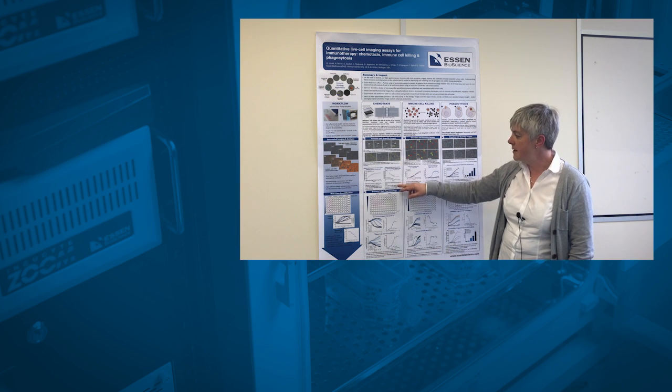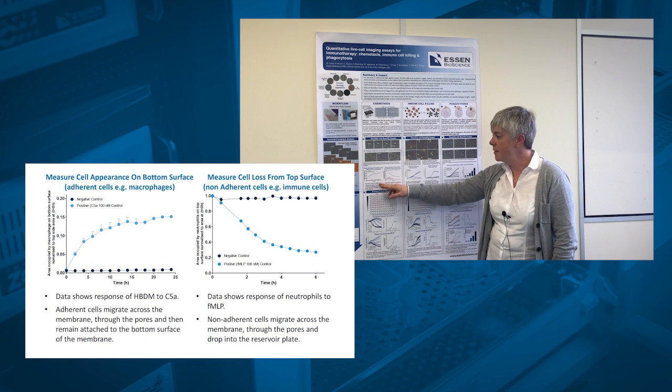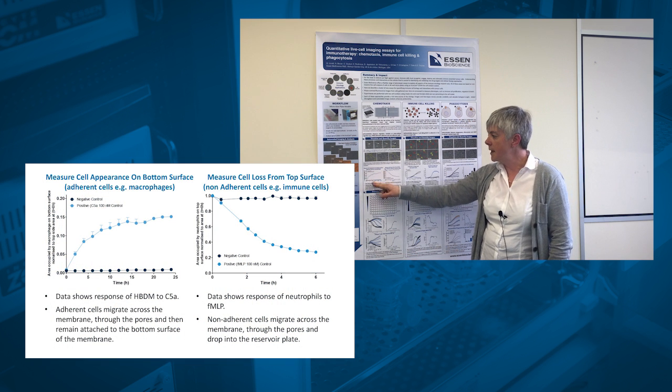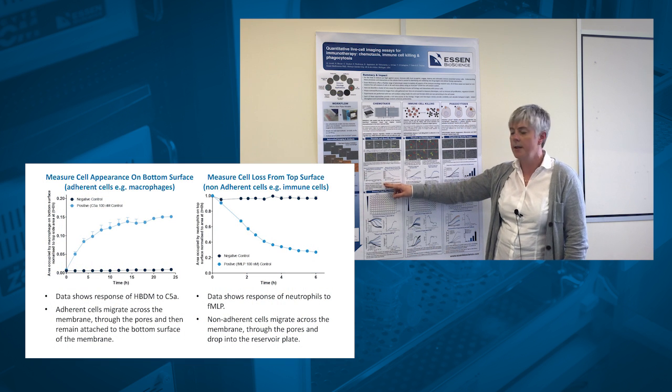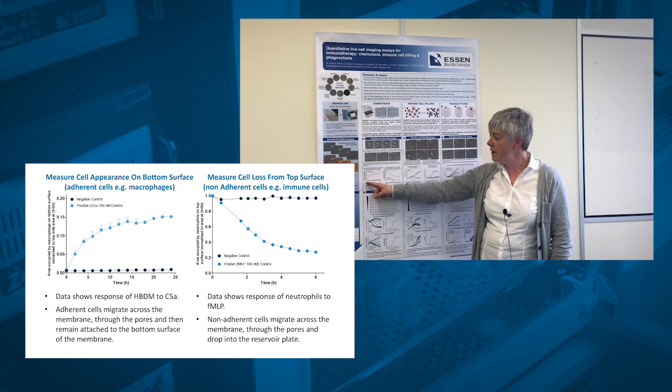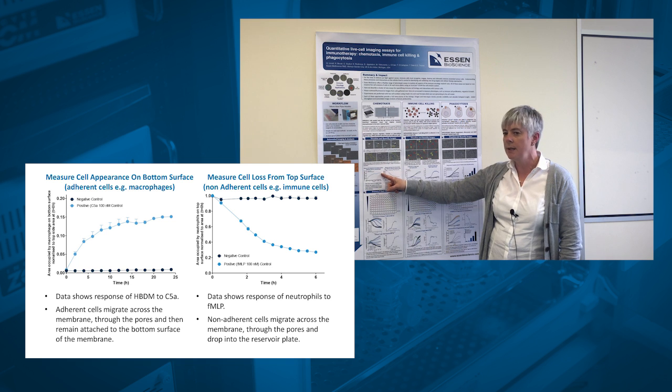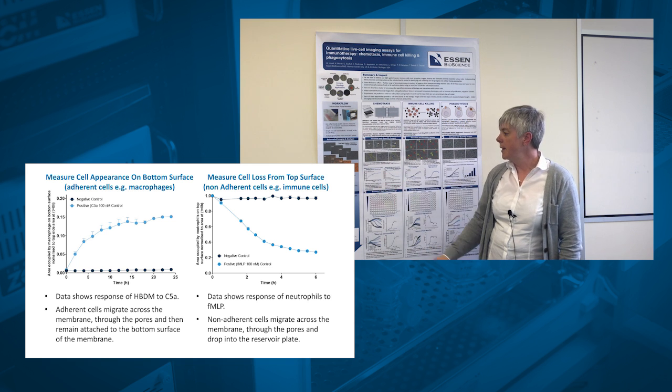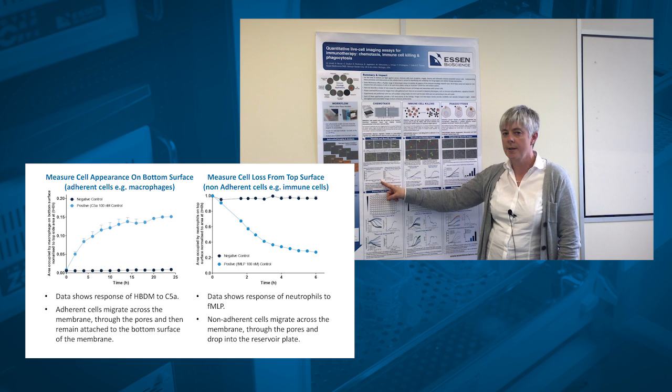The data highlighted here just shows you some example data with, in this case, adherent cells. So these are human blood-derived macrophages moving in response to C5a. What we're looking at here are the images from the bottom side of the membrane, and we're actually looking at an increase in cell area on the bottom side in response to the C5a in the bottom reservoir. Without the chemoattractant, we can see there are no cells that have come through to the bottom side.